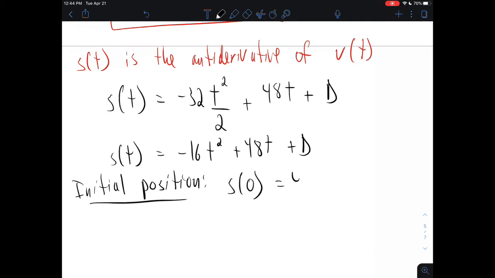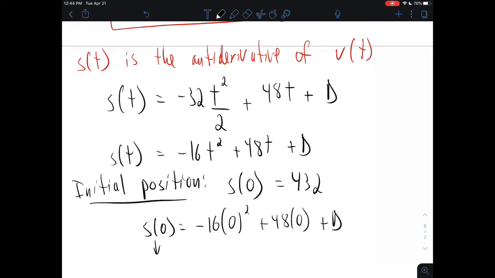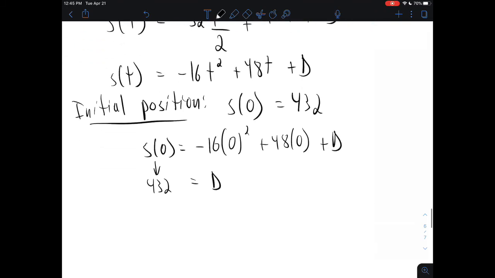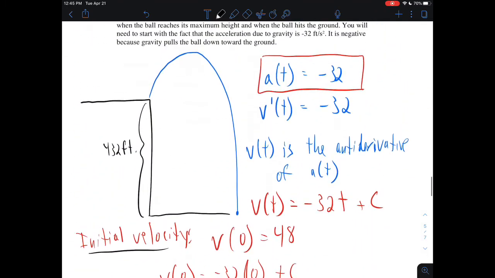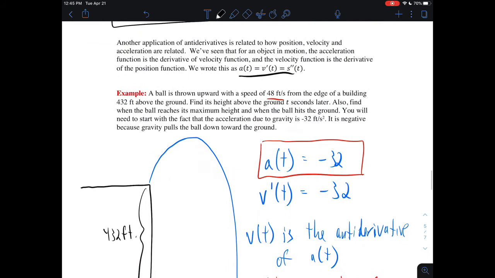That's equal to 432 feet. So that means s of 0 is equal to negative 16 times 0 squared plus 48 times 0 plus d, and again, s of 0 is 432, so that's what d is equal to. So then the first question that we had was find its height above the ground t seconds later.